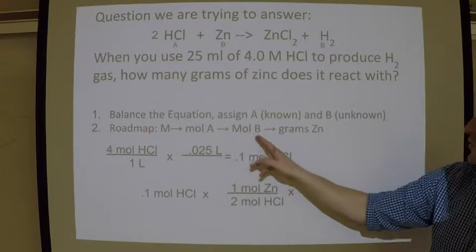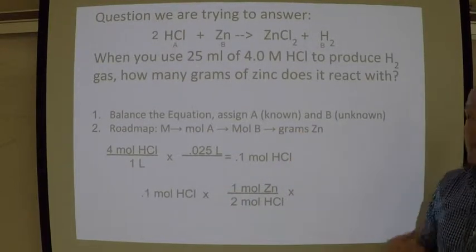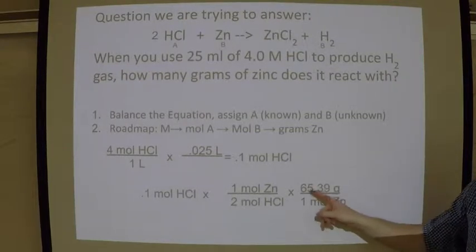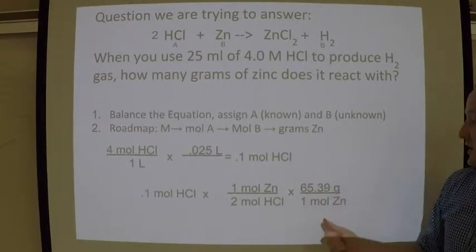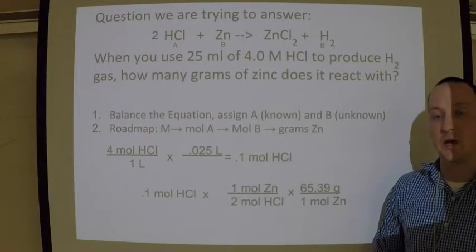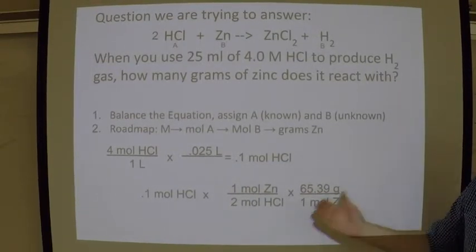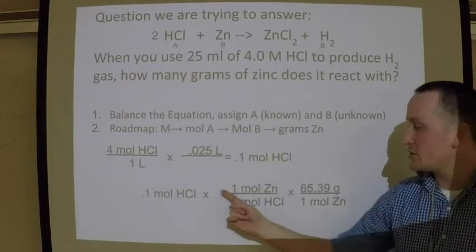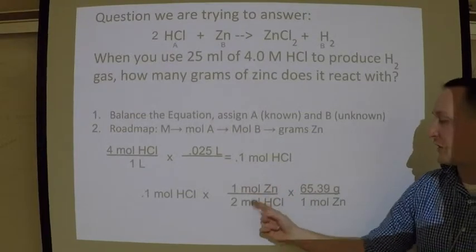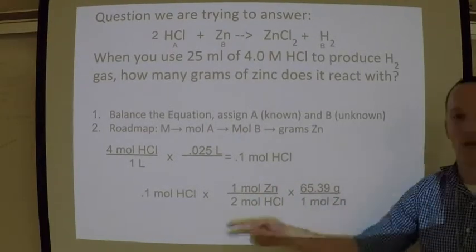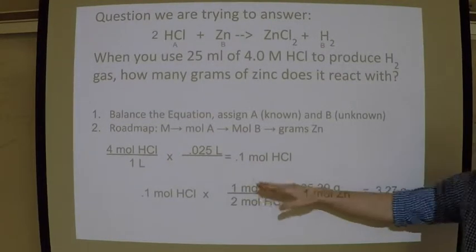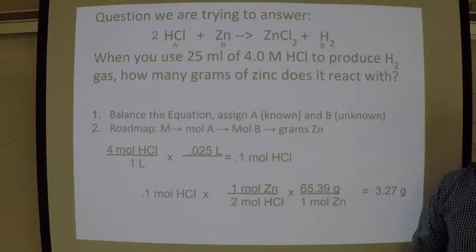Then to change from moles of B to grams of zinc, I am now going to multiply by the molar mass of zinc. I look on the periodic table, find zinc, and there is 65.39 grams of zinc for every 1 mole of zinc. So notice how I have moles of HCl here and moles of HCl here on the bottom. Those units will cancel out. I have moles of zinc here and moles of zinc here. Those will cancel out. So my grams of zinc will be 3.27 grams. So I just multiplied through and got my value for my grams of zinc.